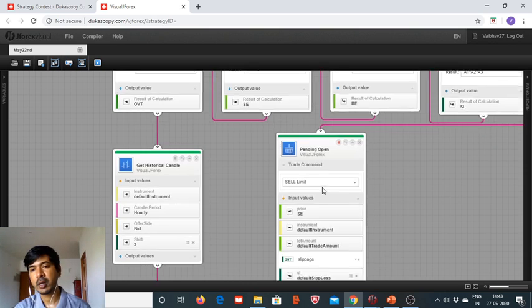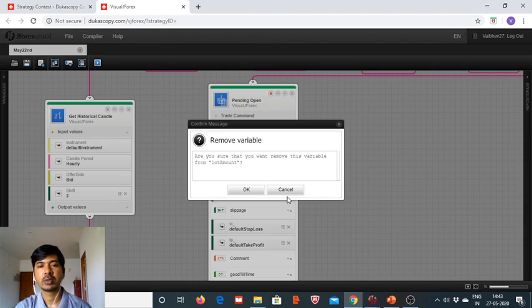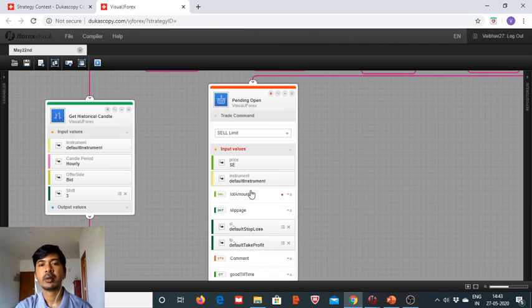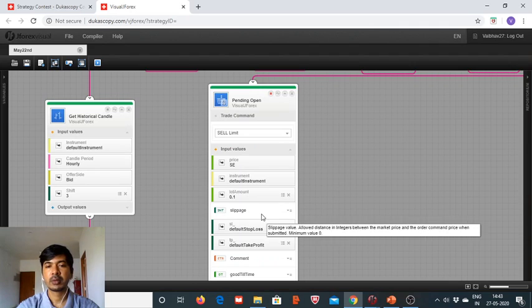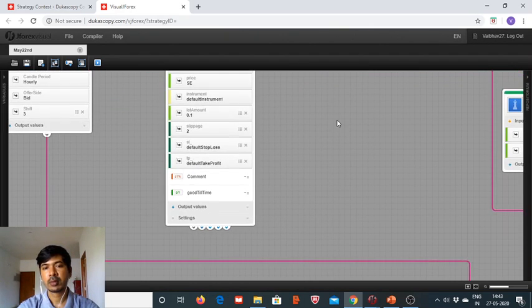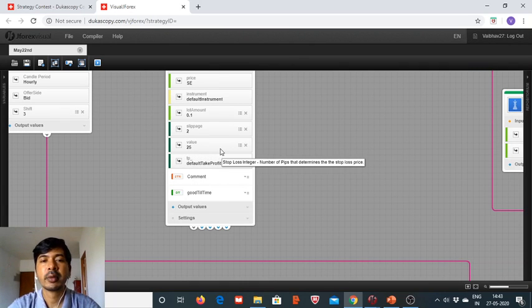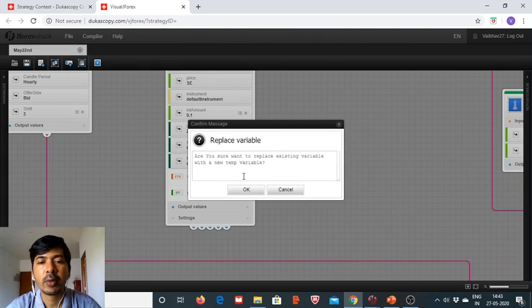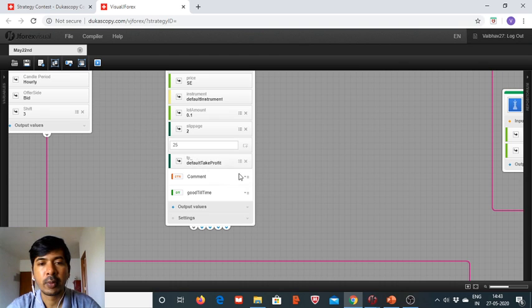Instrument is alright, default trade amount needs to be changed to 1.5 1 million, which is fairly good. Slippage will be 2 pips. Stop loss. Now we have dynamic stop loss and target.